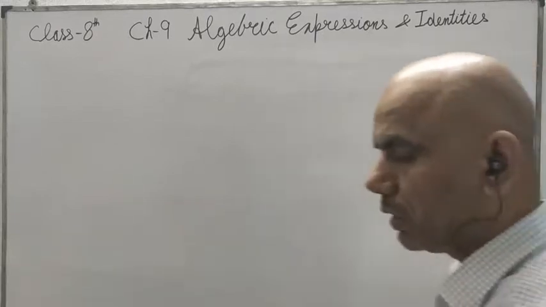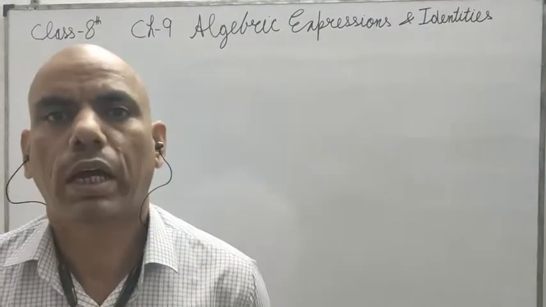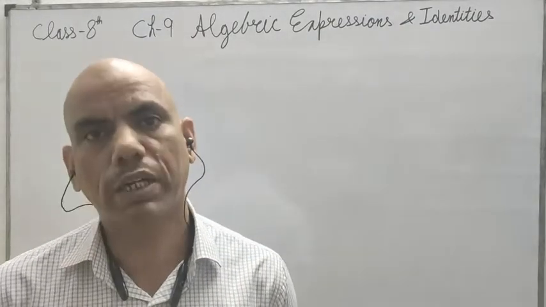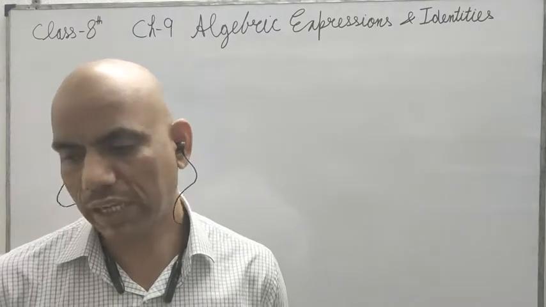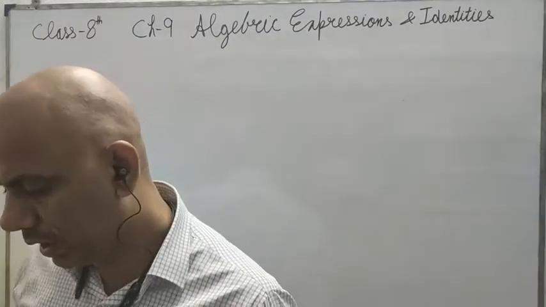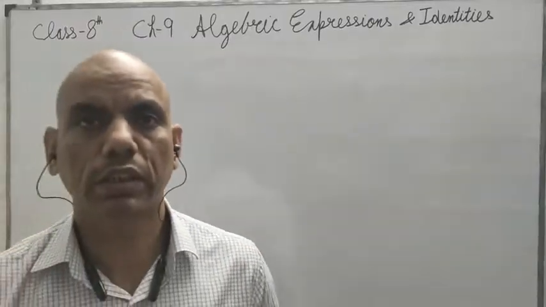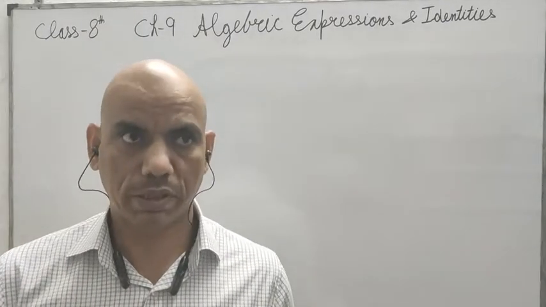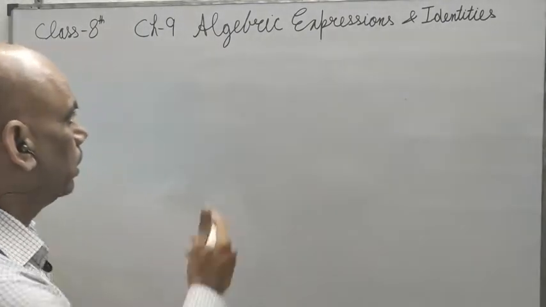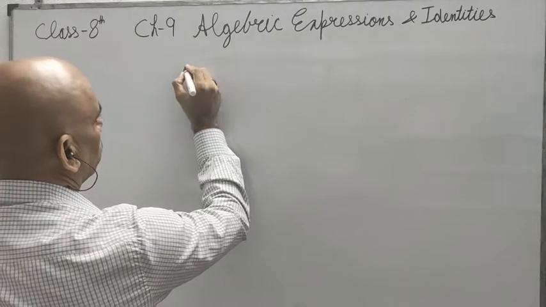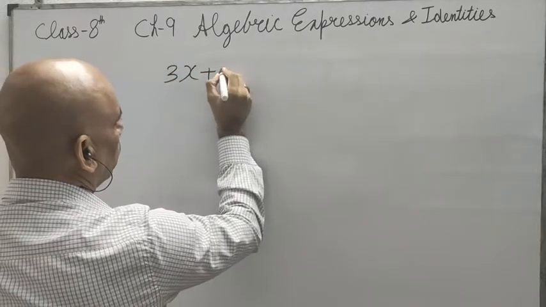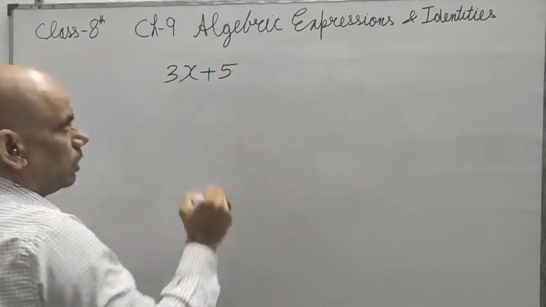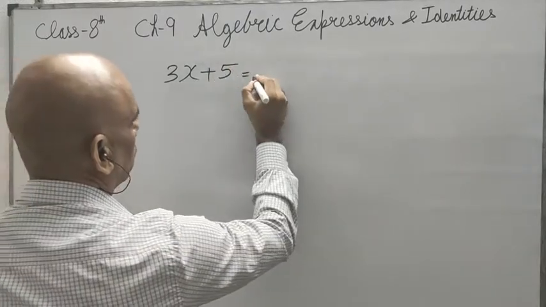Hello my dear students, once again I am here and this time we are going to start chapter 9, that is algebraic expression and identities. Algebraic expression you have already studied in class 7. What is an algebraic expression? An expression which contains a variable, a coefficient and a constant is known as algebraic expression.